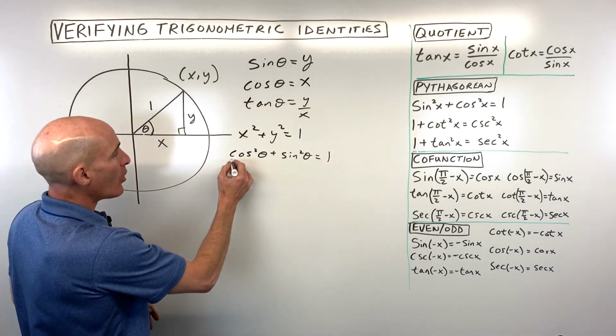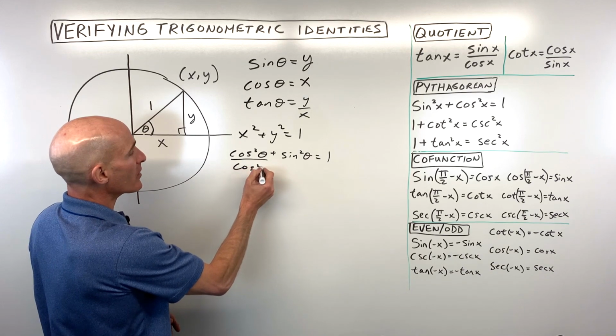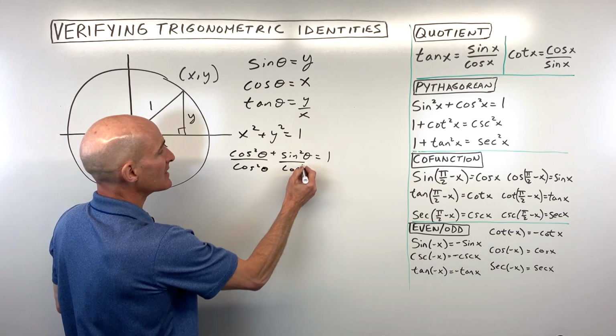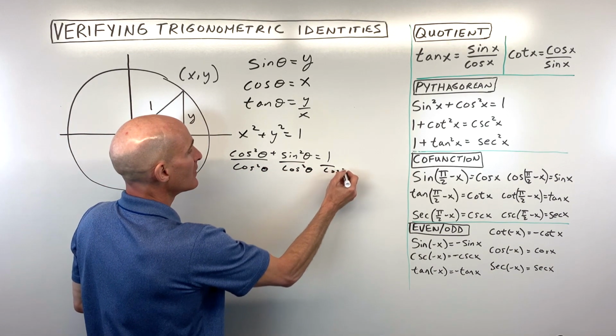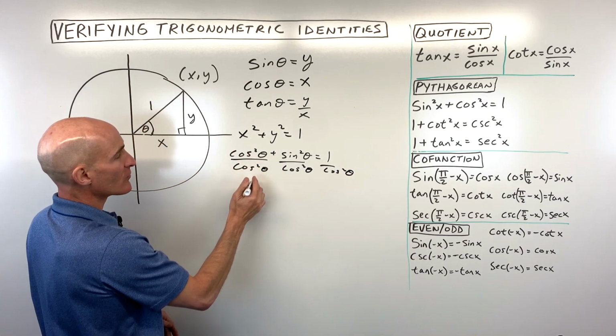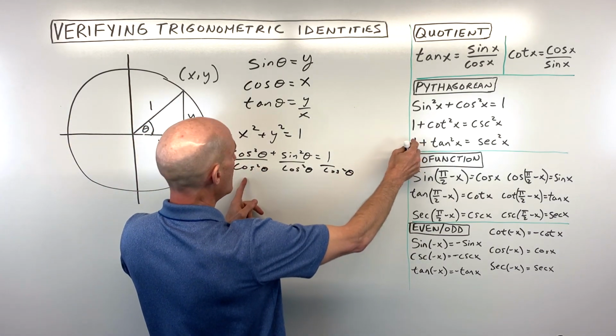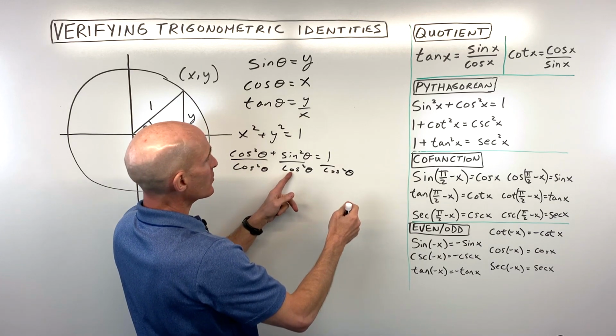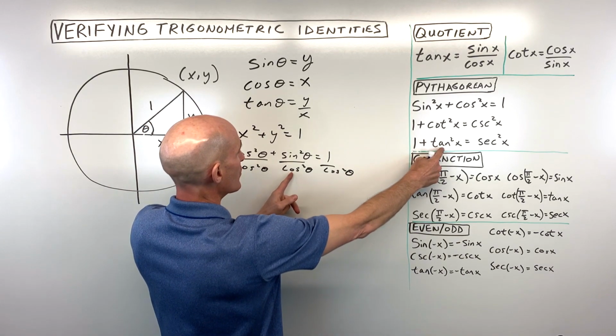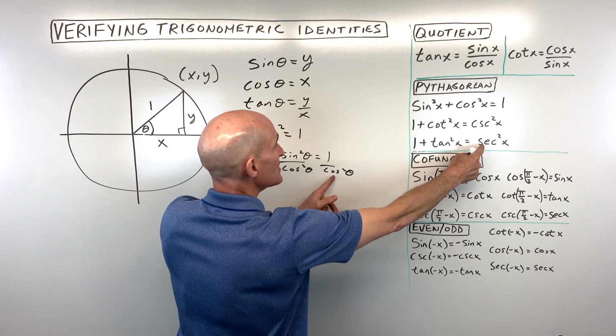But if we were to divide all of these by cosine squared, we're doing it to the left side and the right side to keep the equation balanced, right? What happens? We get cosine squared over cosine squared is equal to 1, plus sine squared over cosine squared is equal to tangent squared, and 1 over cosine squared is equal to secant squared.